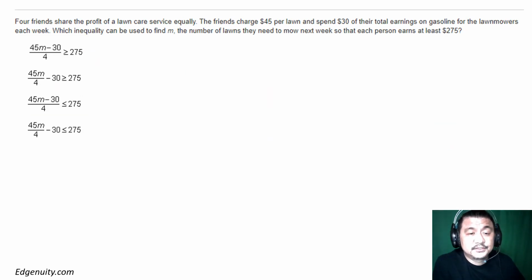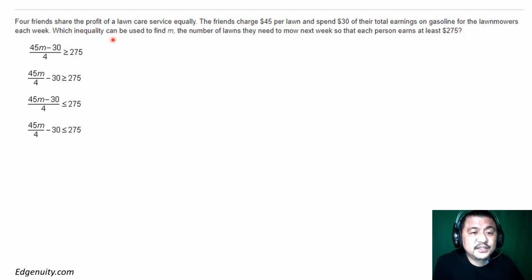All right, let's try this last problem. Okay, let's read it first. Four friends share the profit of a lawn care service equally. So they share it. Whatever profit they get, let's split it into four. The friends charge 45 per lawn. Okay, we earn this money, the money we earn. But they spend 30 for their total earnings on gasoline for the lawn mowers each week.